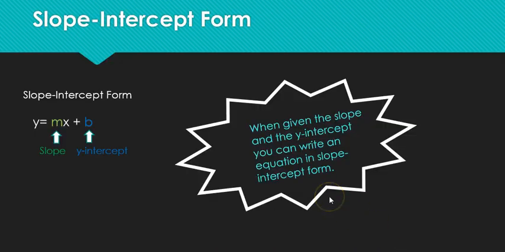We've already been introduced to it. We were graphing in slope-intercept form previously. Today we're going to be talking about writing equations. So when you're given the slope and the y-intercept, you can easily write an equation in slope-intercept form. Okay?